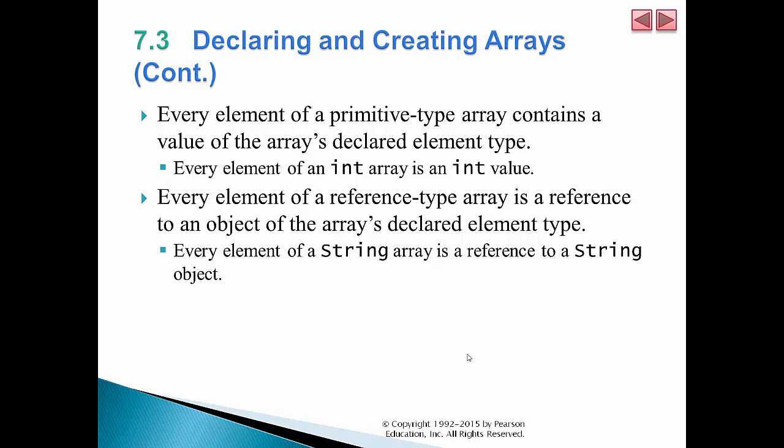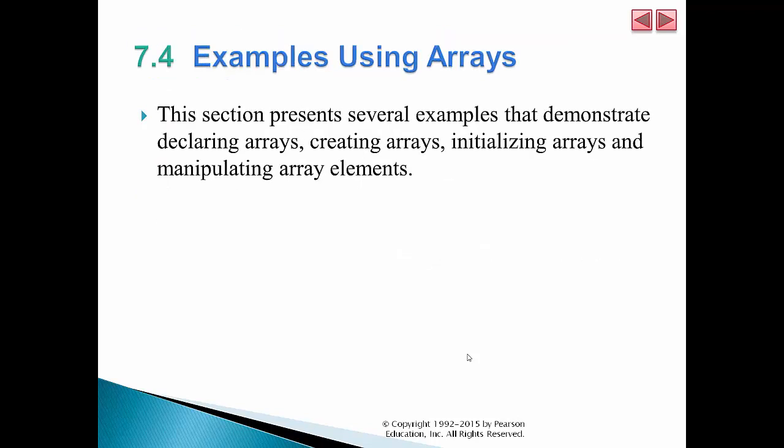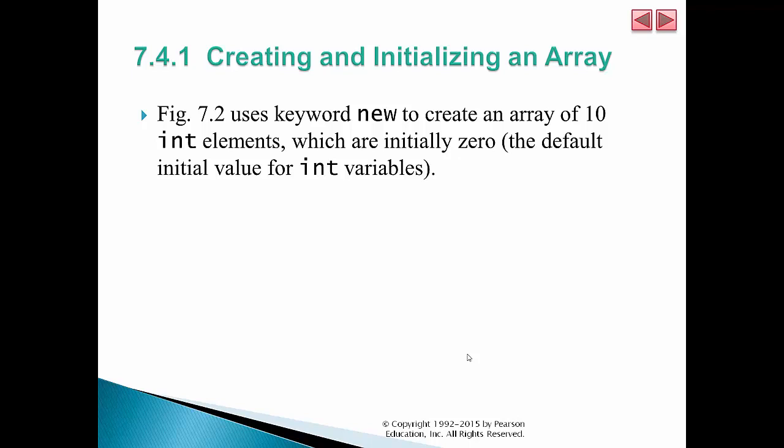So every element of a primitive type array contains the value of that particular element, right? So if it's an integer, then it contains the value. But for reference type arrays, the size is exactly the same, but each element contains the reference to that particular object, sort of a pointer to that object. So if it's an array of strings, then the array contains the address of the object where the string is actually located. This is something like the internal structure of the array.